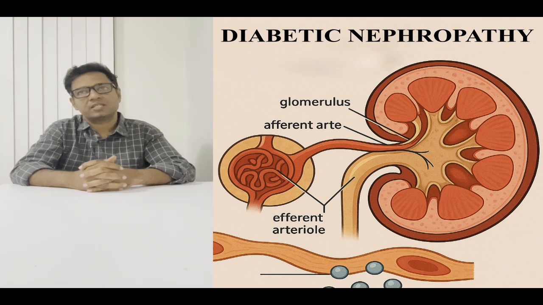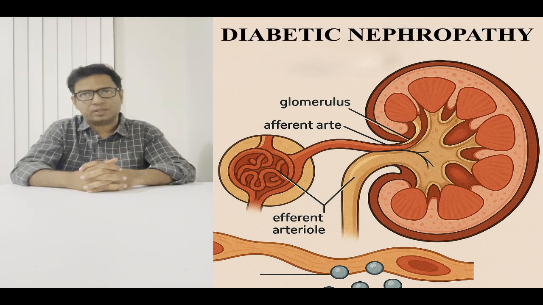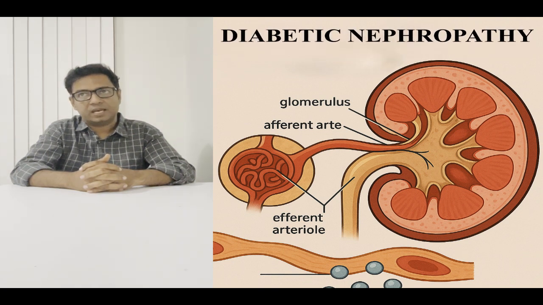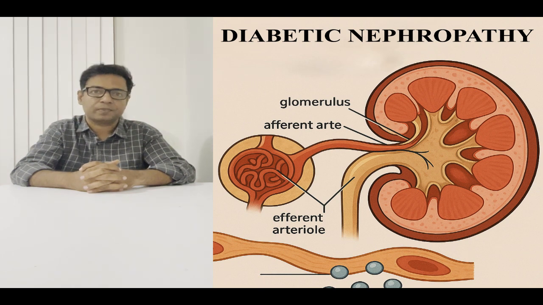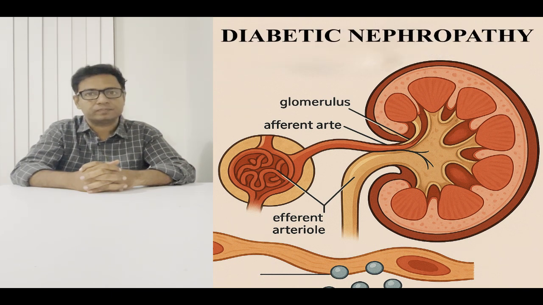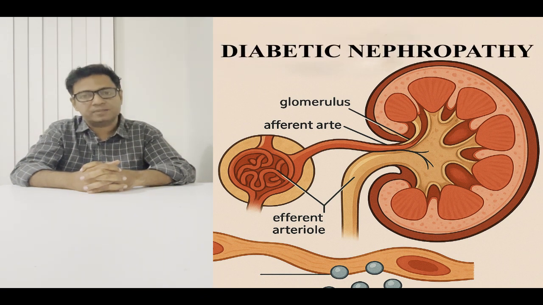Next, we will discuss diabetic nephropathy. Kidneys are like filters. They help in cleaning our blood. So when the blood vessels in the kidneys are affected due to high blood sugar, it will result in diabetic nephropathy. It is usually asymptomatic, except in the advanced stages.